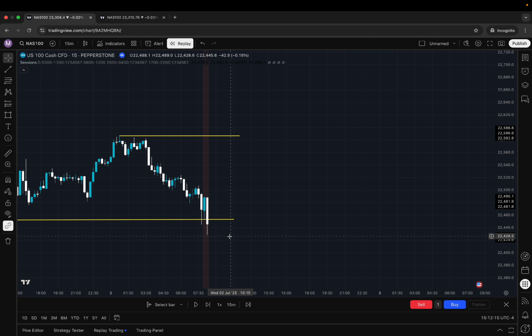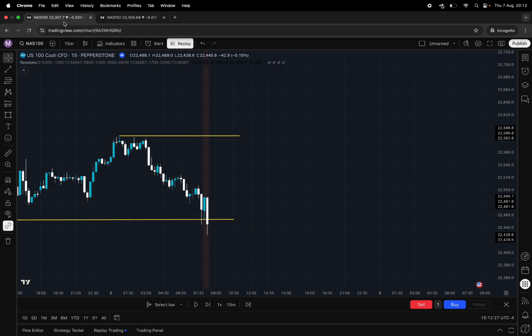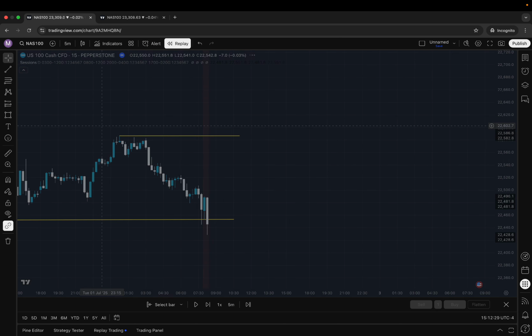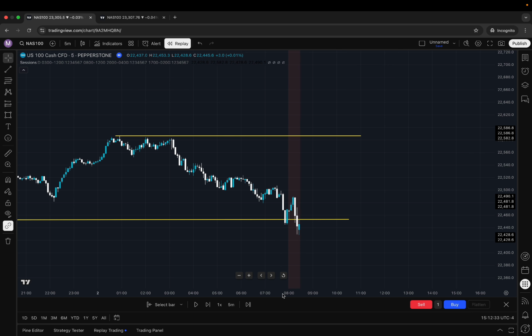Now once liquidity has been taken out, you want to drop down to a lower time frame. Remember guys, step 1 is complete, which is sweep of liquidity on the 15-minute time frame. Now we're going to wait for displacement, market structure, fair value gap, etc. So I'm going to drop down to the 5 minutes time frame, and what we're waiting for is a market structure shift with displacement, and alongside that a fair value gap. So let's see if the market gives us an entry.